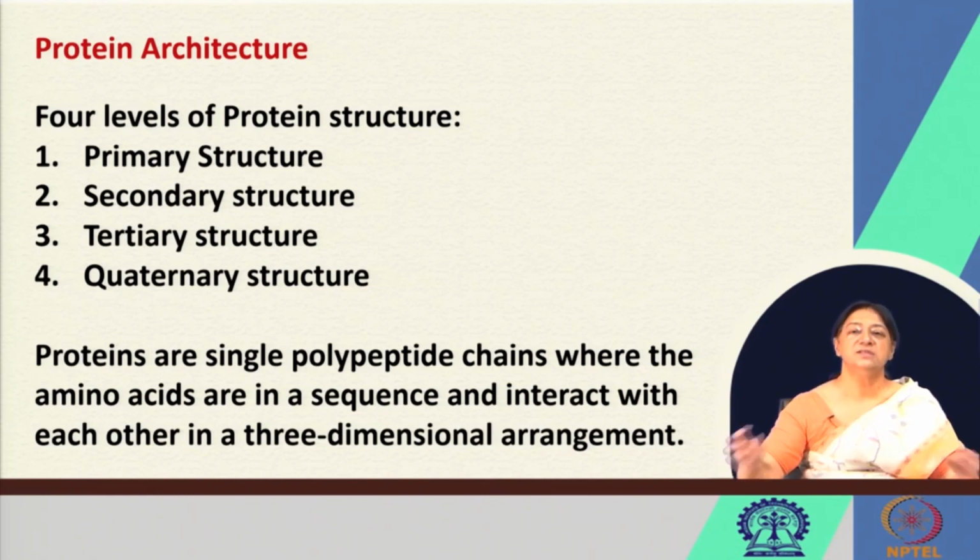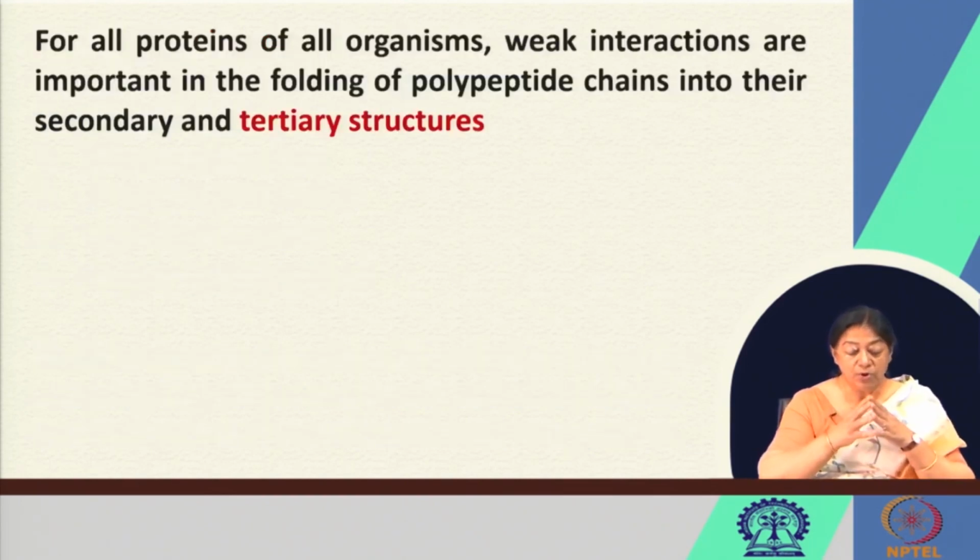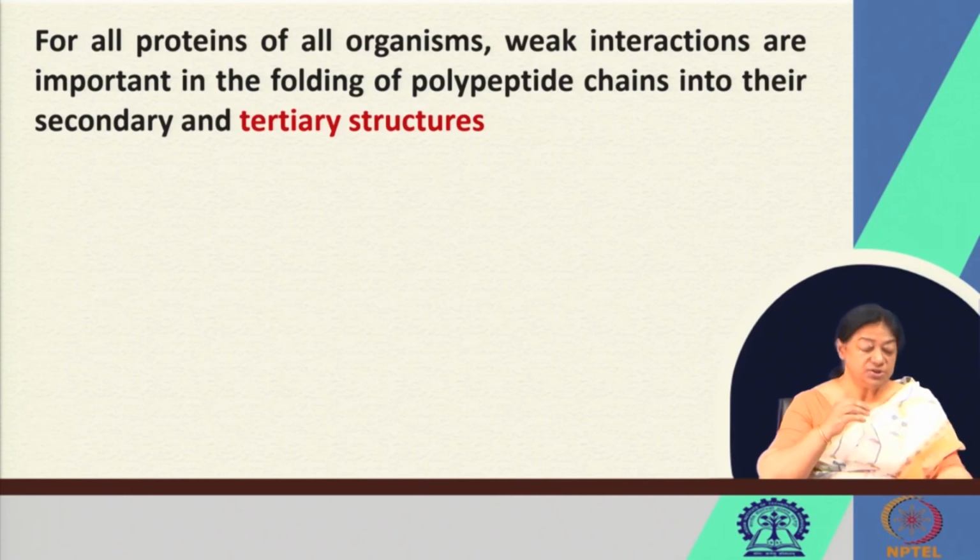The fact that this chain comes together to form a compact three-dimensional structure is extremely important, because we are going to have amino acids at different parts of the protein come together to form a specific geometry, which is important for the active site or for other interactions of the protein. The weak interactions are important in the folding of the polypeptide chains into their secondary and tertiary structures.